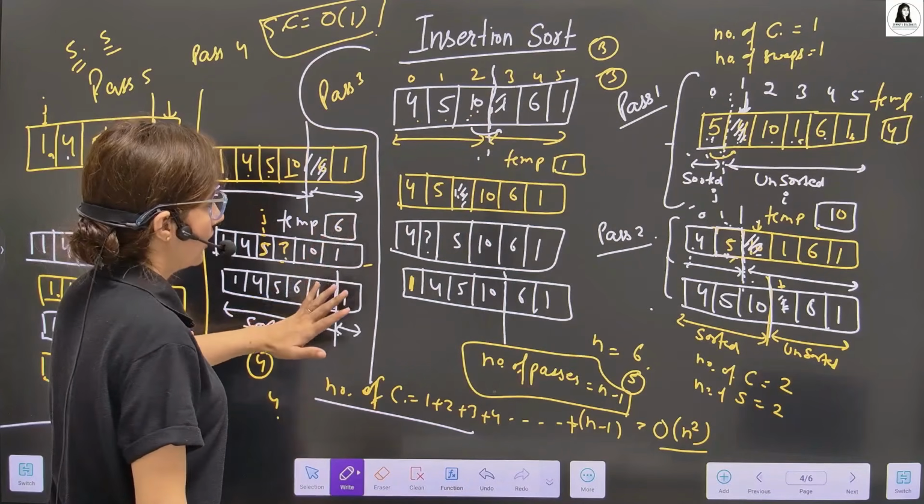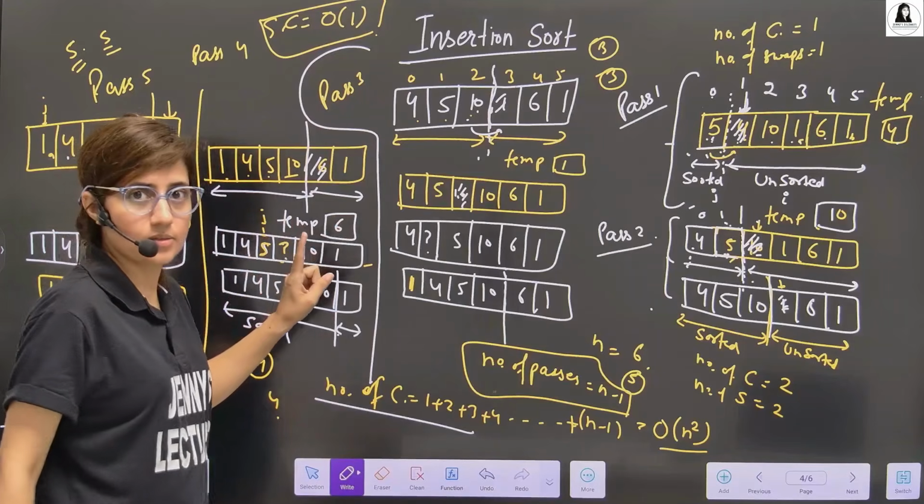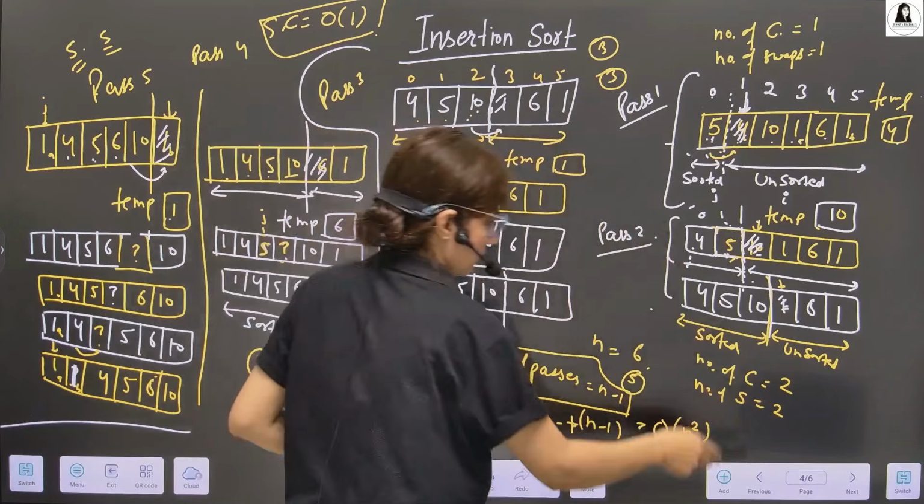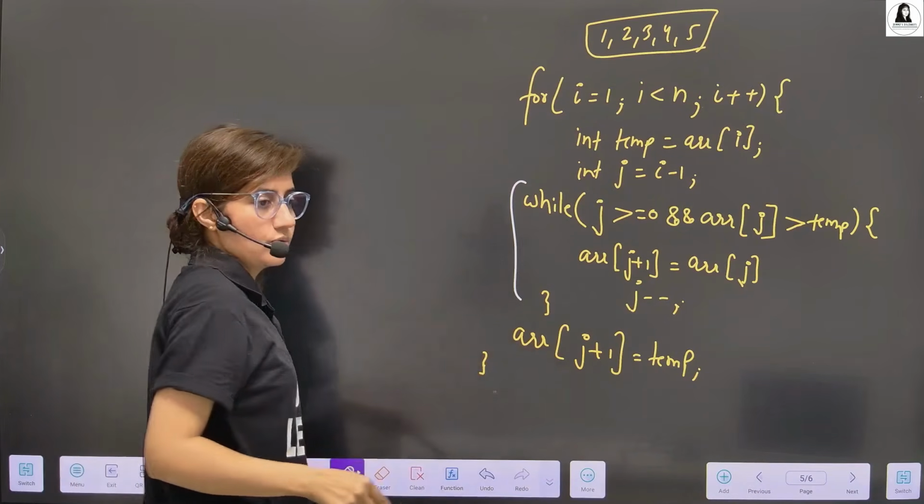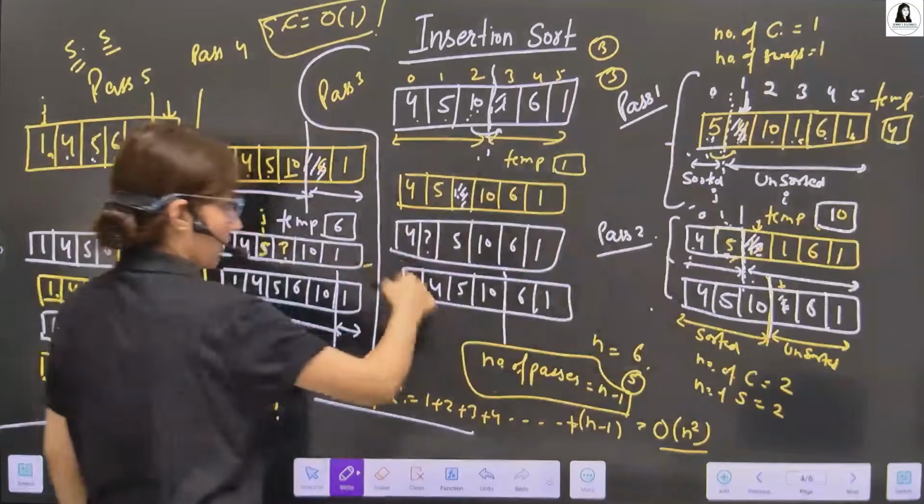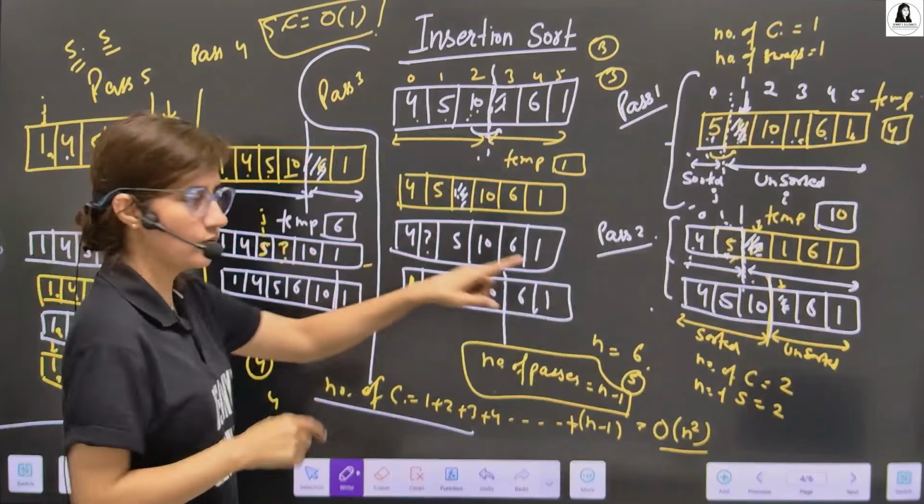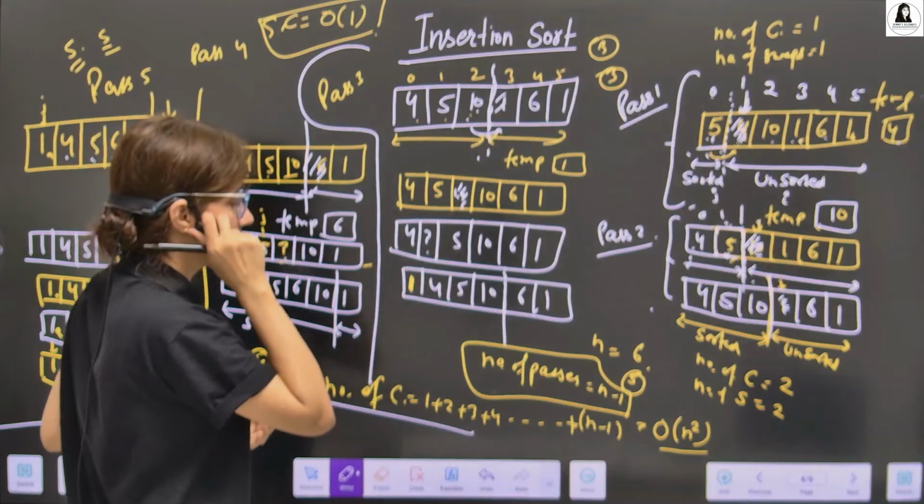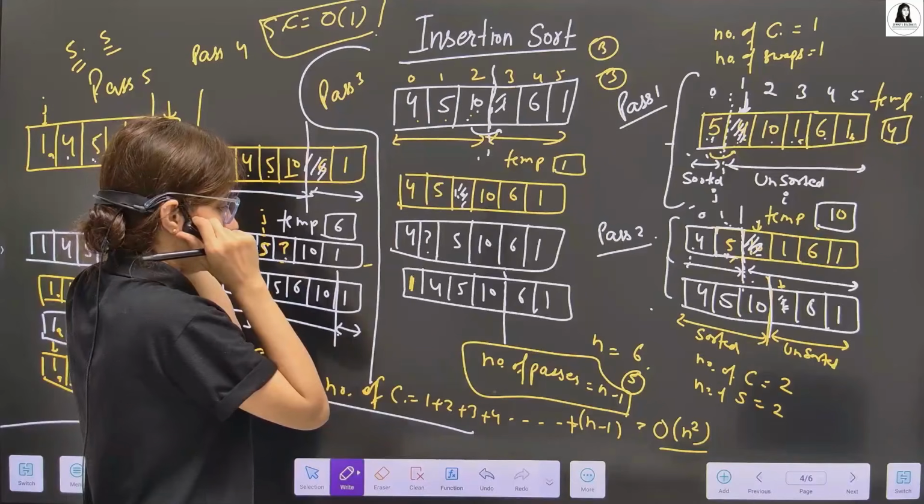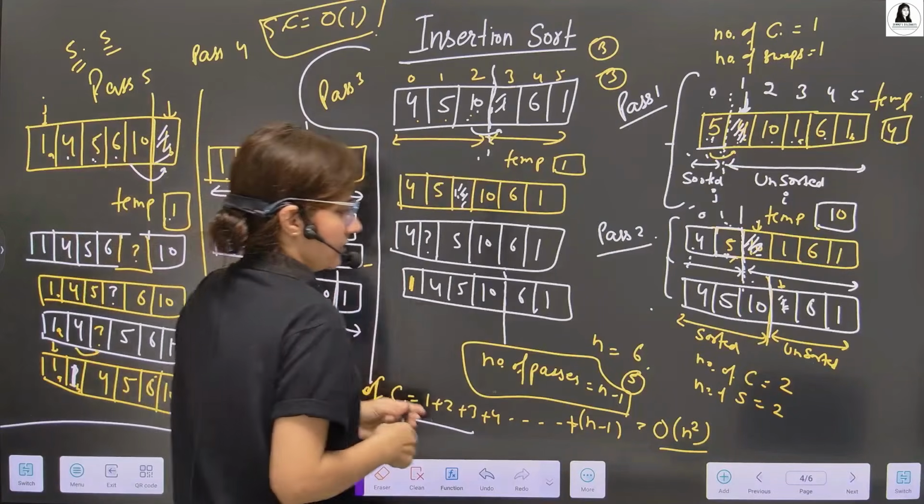Now you can easily dry run this. You take an example and dry run this with the code. I have already discussed how you will dry run this, how the things are working, and the code also. So I hope you got it. So you can easily dry run this yourself. Right. Now, the best case.